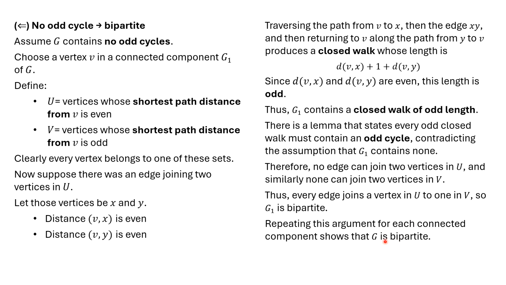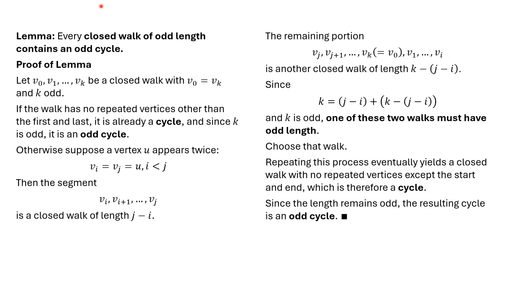It seems a little bit cleaner, but then you have this lemma here, which makes things a bit more complex because we need to prove that, which I'll do in the next slide. So let's prove the lemma I mentioned. Every closed walk of odd length contains an odd cycle.